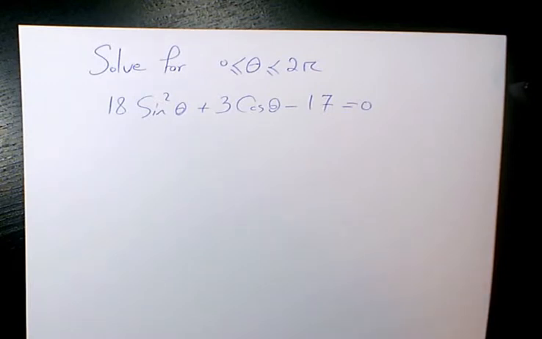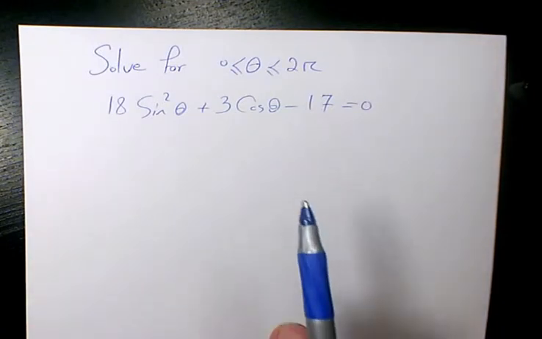In this video I want to show you how to solve a trigonometric equation. It's 18 sine squared theta plus 3 cosine theta minus 17 equals 0, and we need to solve it for theta between 0 and 2 pi.